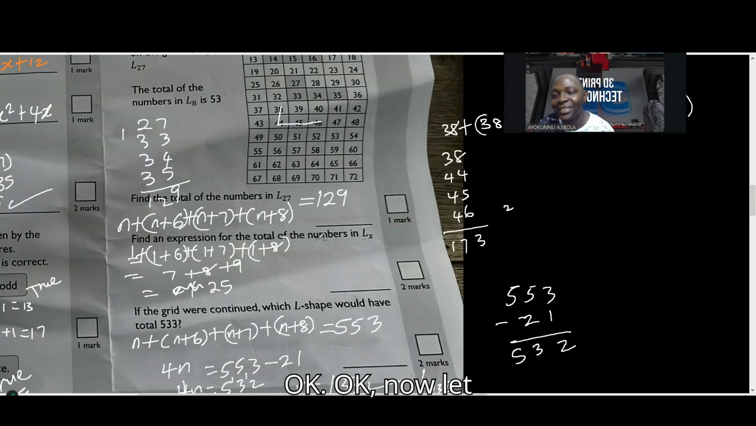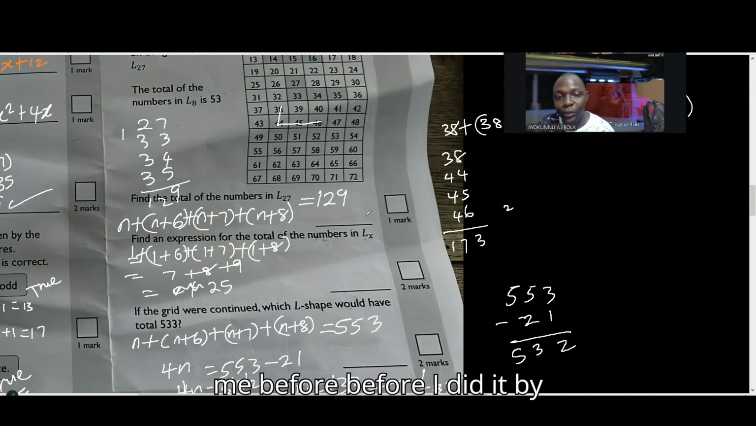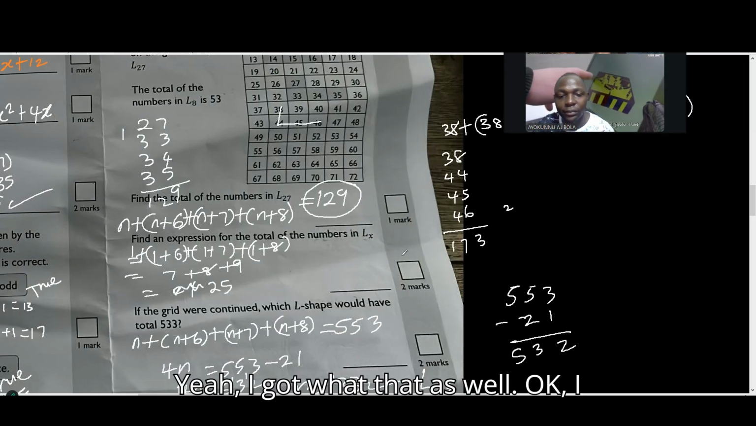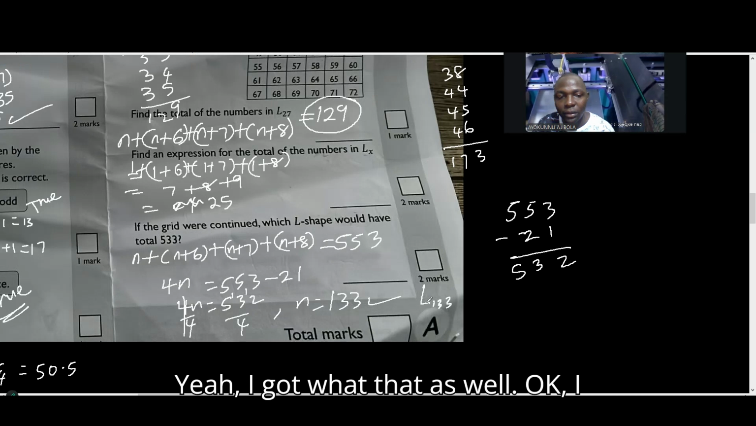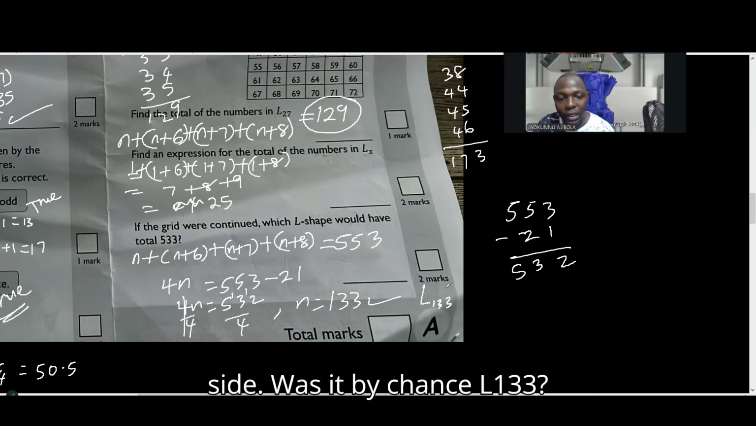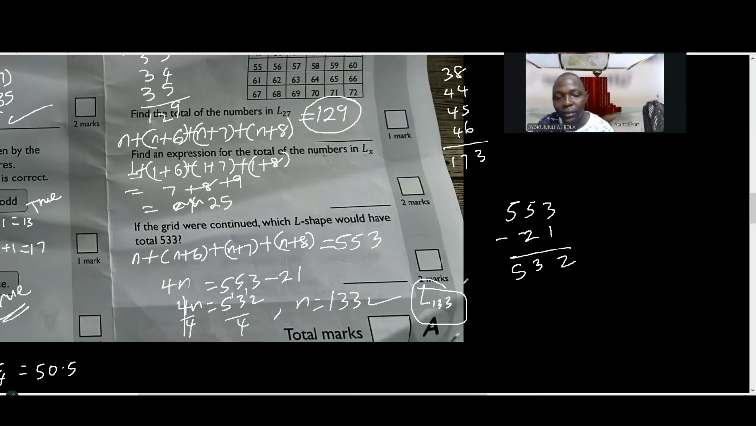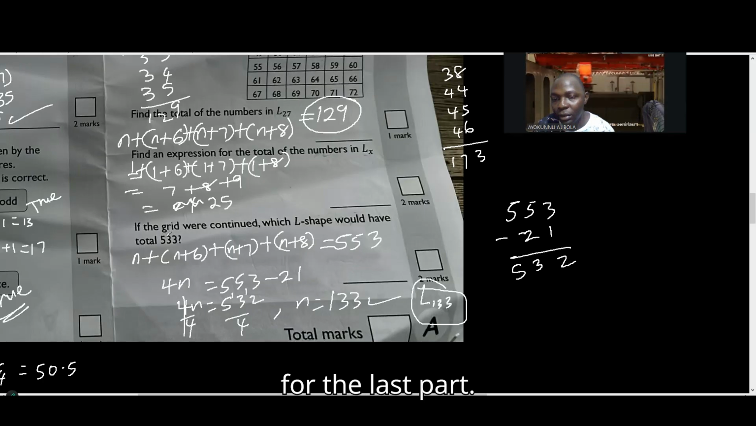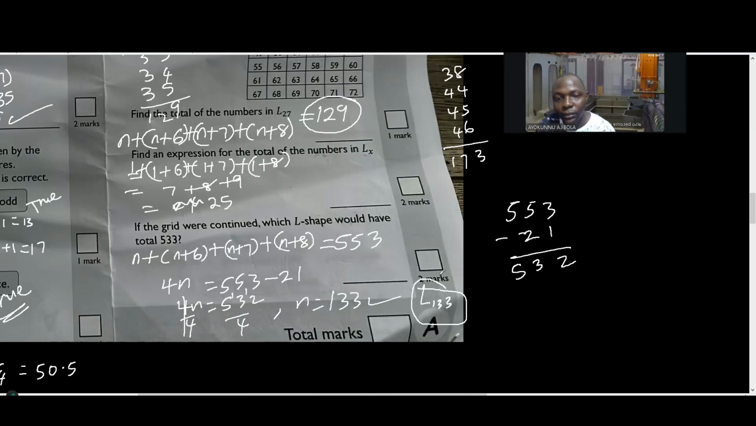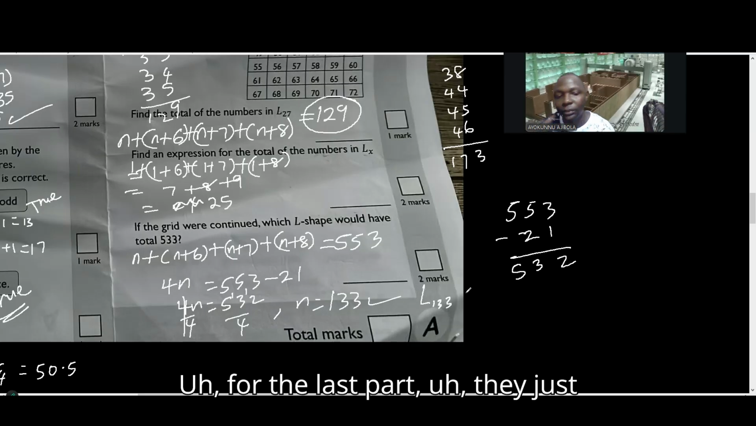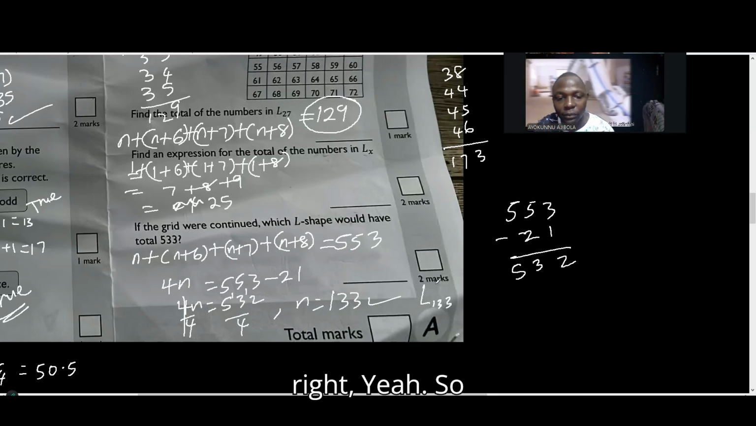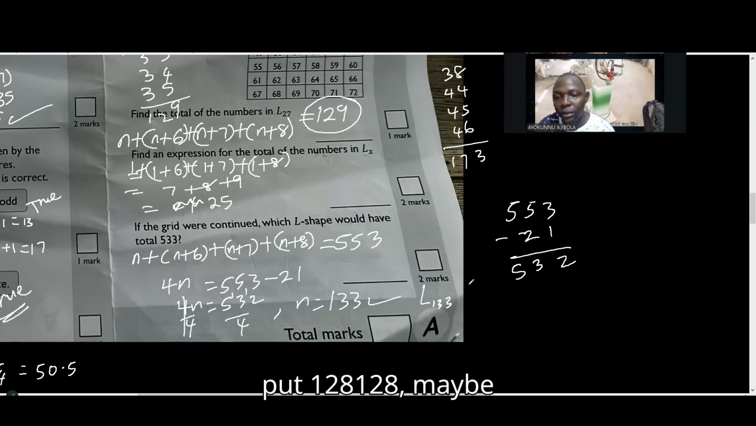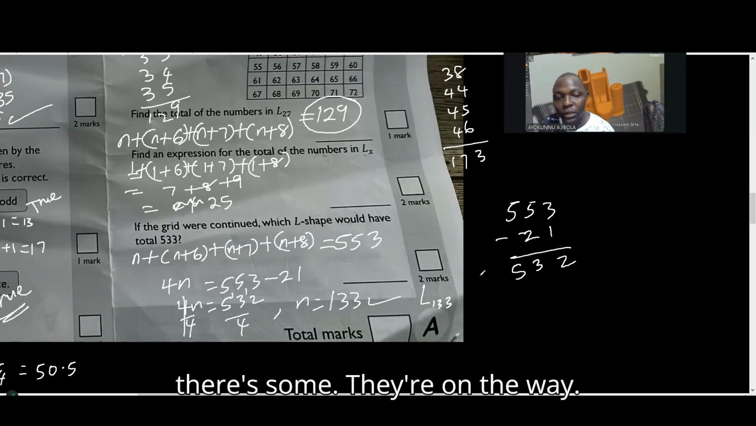Okay, before I start, did they by chance get 129? Yeah, I got that as well. Okay, so I don't need help with that one. For the other part, was it by chance 133? What, for the expression? For the last part, they just put 128. For part C, they put 128. Maybe there's something wrong with what I did here.